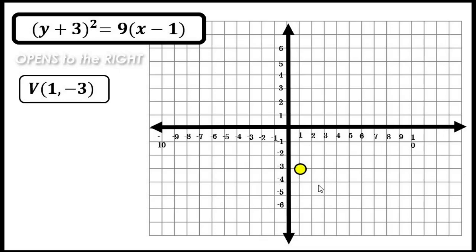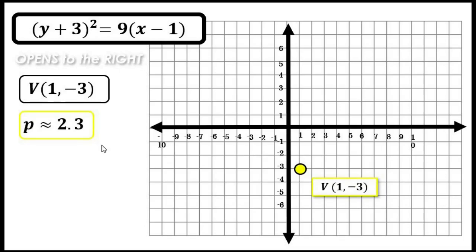After plotting the vertex, we identify the value of p to plot the focus. So 4p here is 9. We simply divide it by 4. That will be 9 over 4. But if we deal with fractions, we need to convert it to decimal so that we can approximate plotting or graphing the focus. So 9 over 4 will be approximately 2.3.